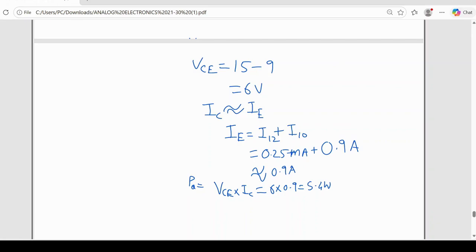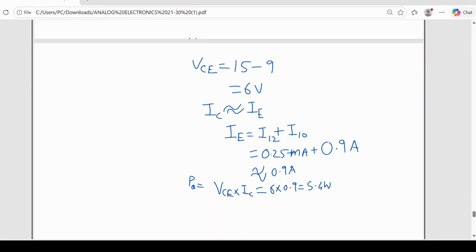Now if the input increases by 20%, IC remains the same because the output is not going to change, and because the output is not going to change, the current through the load of 10 ohm is not going to change. It's going to be 0.9 only. IE is going to be 0.9, so IC is going to be 0.9. Only VCE is going to change.